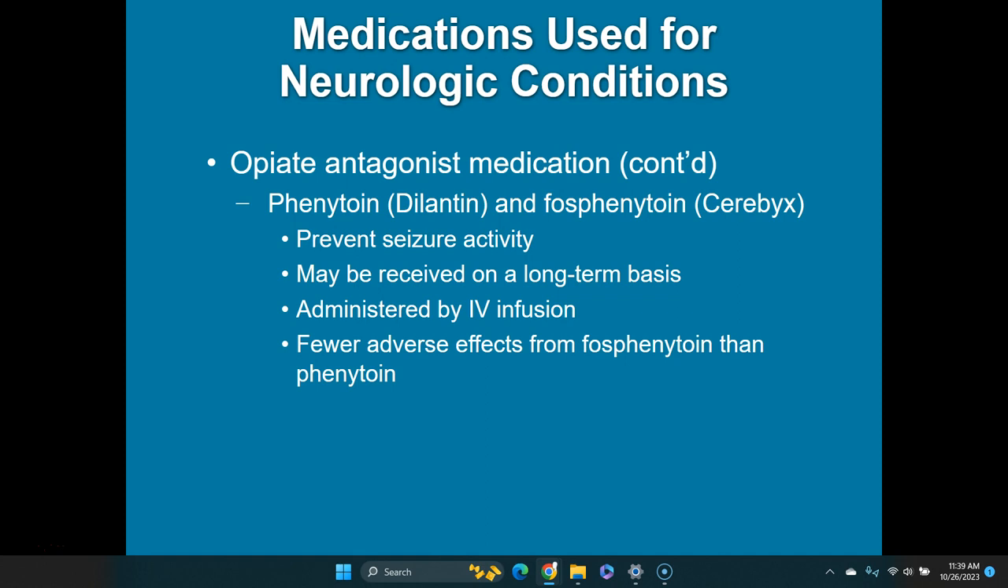May be received on a long-term basis, not over the counter, but at-home prescription, I should say. And they can also be given as an IV. There's fewer adverse effects from the Cerebyx than there is from the Dilantin, though. Maybe it's a little bit newer medication, a little bit more selective.